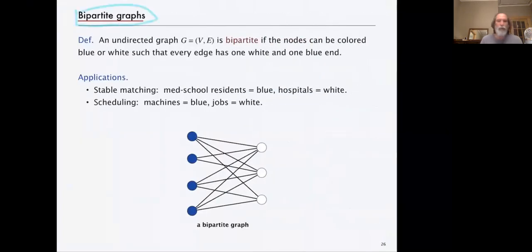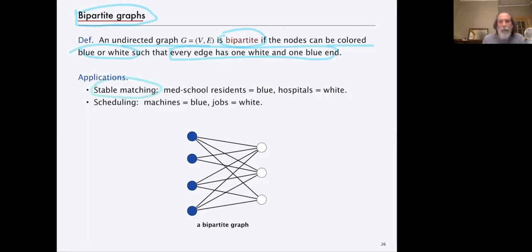So now the application to bipartite graphs. An undirected graph is bipartite if the nodes can be colored with two colors. Here they're called blue and white, but it doesn't matter what we call them, such that every edge has one white and one blue end. No edge has both ends the same color. Or equivalently, the vertices can be partitioned into two sets, so every edge is between the two sets, and no edge has both ends in one set.